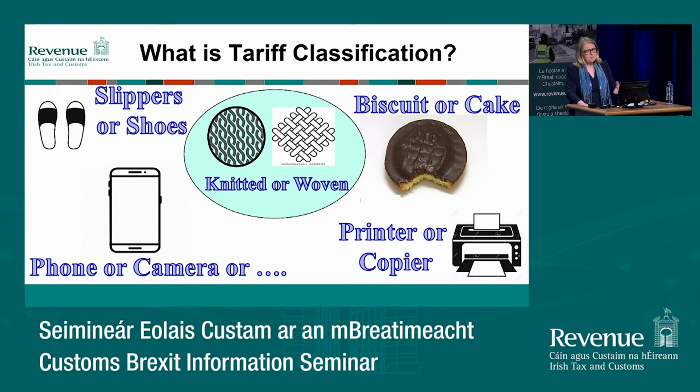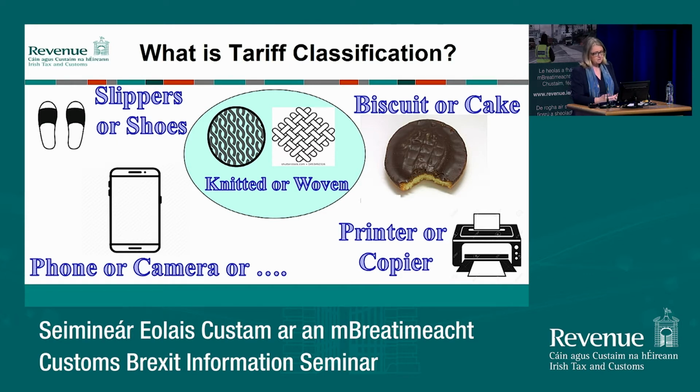And there's an importance related to all of this because your classification code dictates the rate of customs duty payable on the importation of those goods. We have on the right-hand side a confectionery item, probably familiar to a lot of you, a Jaffa cake. Well, is it a biscuit or is it a cake? Our clothing, is it knitted or woven? So they're the kind of questions that come around when we go to look at the classification of goods.